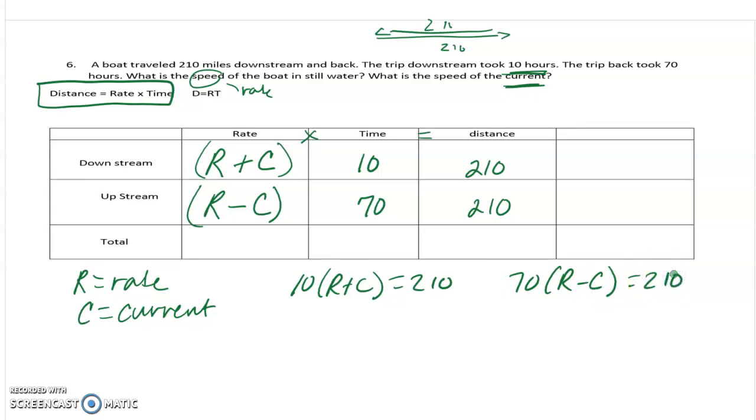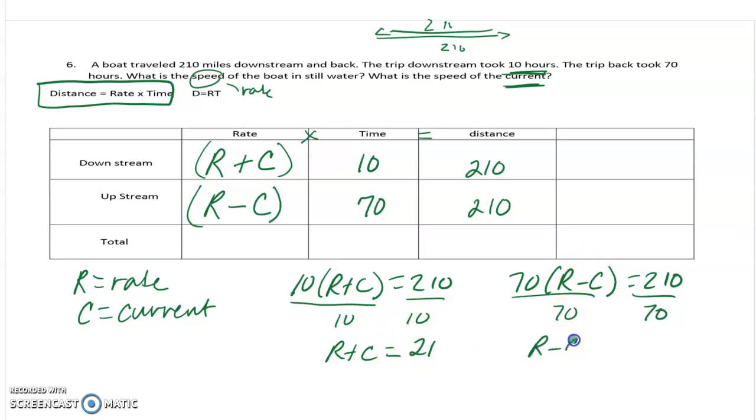So there's a couple ways that I can do this. I see that both of these equal 210. I could let this equal this. That's one way I could do it, because they both equal the same thing. I'm going to do it a little different, though. I'm going to divide this by 10, this one by 70. So now I have R plus C equals 21, and I have R minus C equals 3.